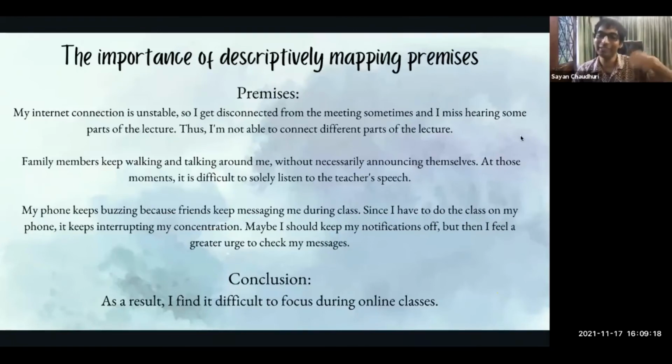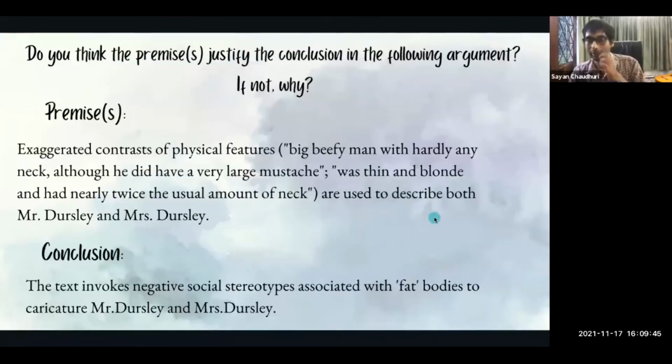Now here you see there's a reflection, right? I'm thinking maybe I should keep it off, but I have this urge to check my messages constantly. And as a result, I find it difficult to focus. By describing the premises, you have created a far stronger grounding for your conclusion. So the reader is feeling more persuaded, more satisfied, and more stimulated also, right? Thinking more about what you have to say. Now, keeping that in mind, let's do this exercise.